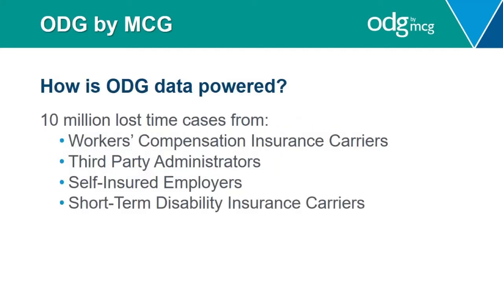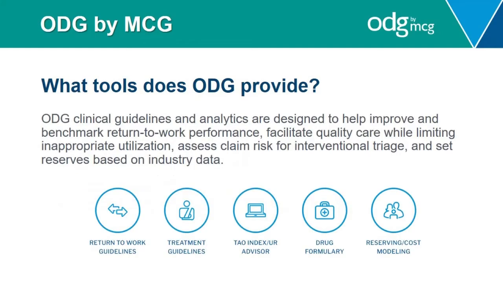How is ODG powered? ODG has collected over 10 million lost time cases from a variety of data sharing partners, including workers' compensation insurance carriers, third-party administrators, self-insured employers, and short-term disability insurance carriers, who have provided de-identified claims data, which is then incorporated into the ODG guidelines.